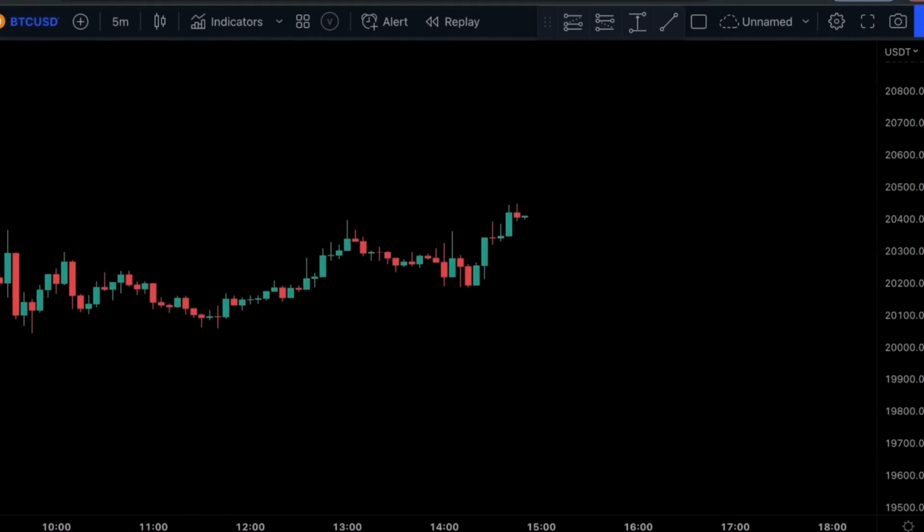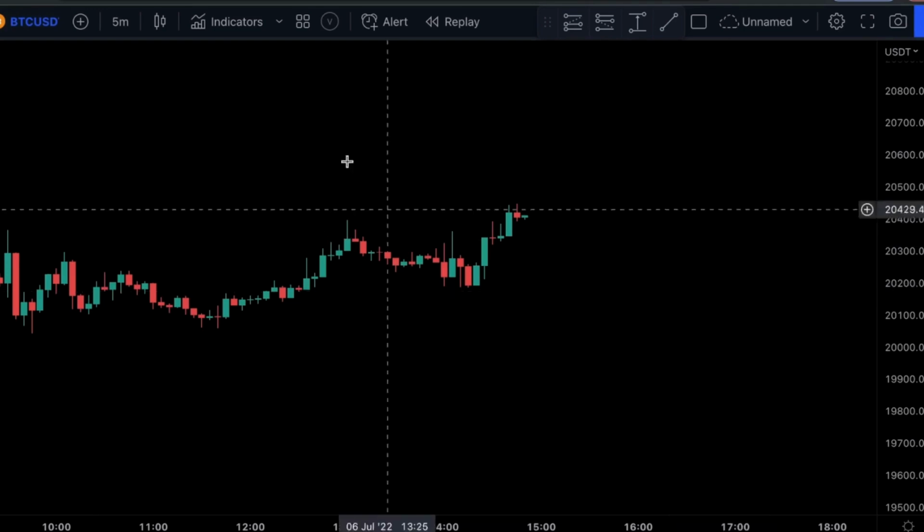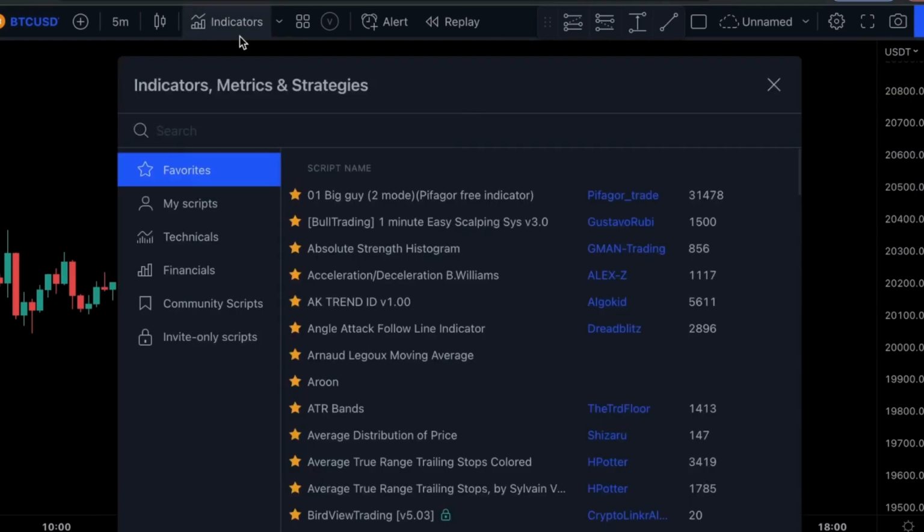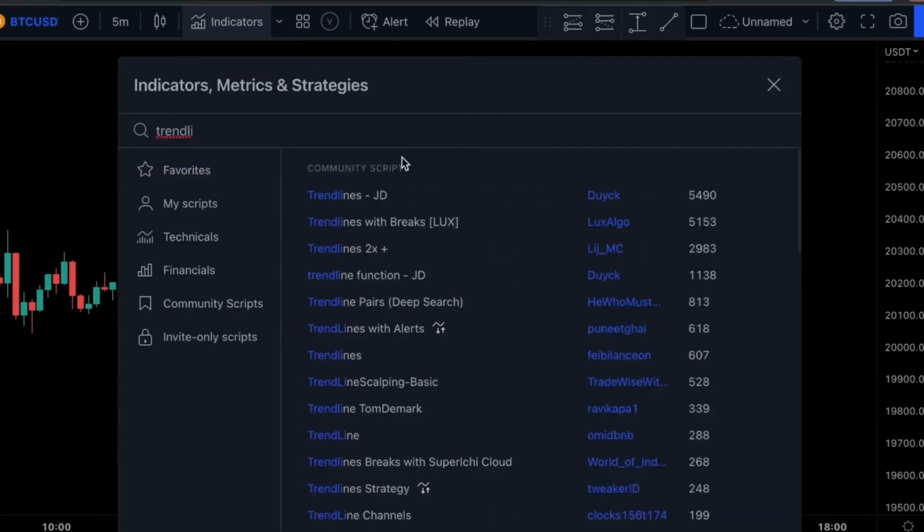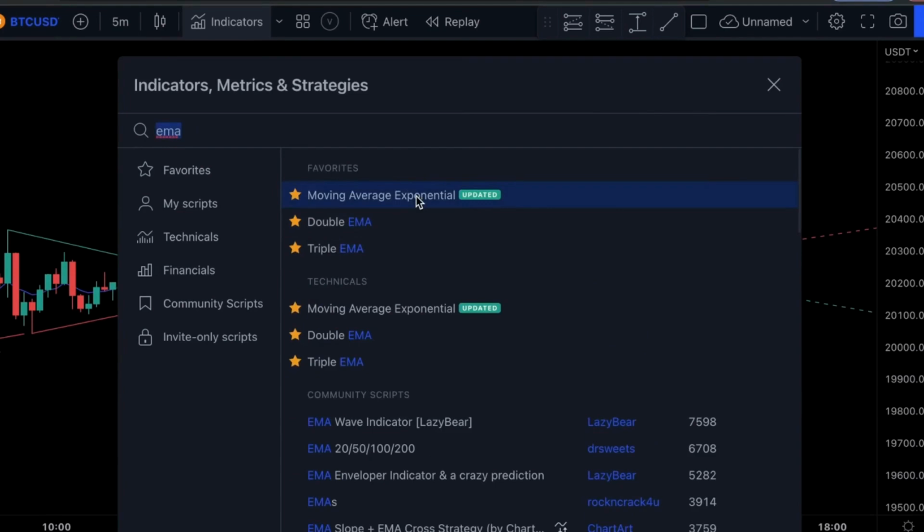We're currently looking at the price of BTC USDT on a 5-minute time frame. This strategy consists of 3 free TradingView indicators. For the first indicator, let's add Trendlines with Breaks, this indicator by Lux Algo. For the second indicator, let's add an exponential moving average. And finally, let's add a regular volume to the chart.